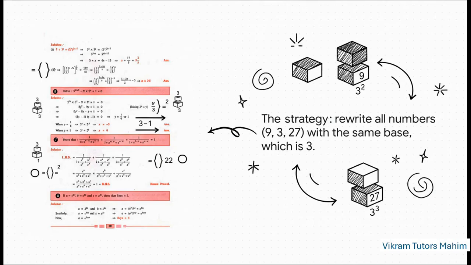Here's the secret. The trick, the absolute key to unlocking this whole thing, is to get the bases on both sides of the equation to be the same. Just look at the numbers we've got, 9, 3, and 27. What do they all have in common? They're all powers of 3. We can rewrite 9 as 3 squared and 27 as 3 cubed. This one move is what cracks the whole puzzle wide open.